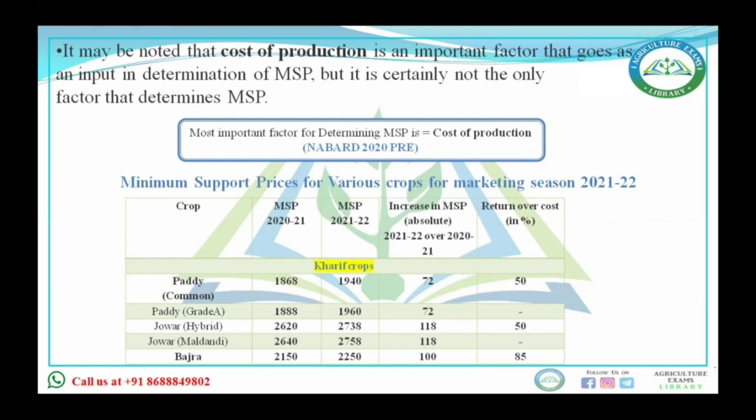Now, this you can see: the minimum support price for the Kharif season 2021-22. If you see for paddy in 2020-21, it was 1868. MSP for 2021-22 is 1940. Increase in MSP in absolute terms is 72, and return over cost is 50.